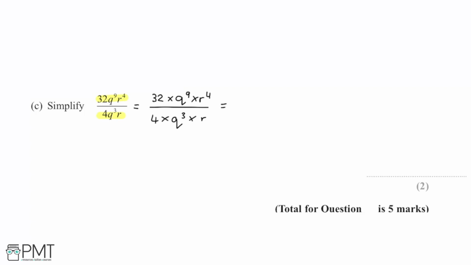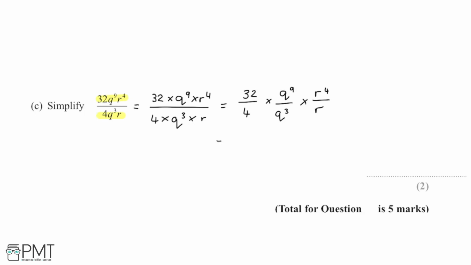If I separate the numbers, the integers here, we can take 32 over 4 and leave that as its own fraction. We can multiply this fraction by q to the 9 over q to the 3 to keep the q terms together, and then multiply that by r to the 4 over r. Now this shows how we're going to work with the fraction. We didn't have to write it out like this to understand what we're going to do with the terms, but it is useful to see how we're working with it. So now I can simply take all of these fractions, simplify them and multiply them back together.